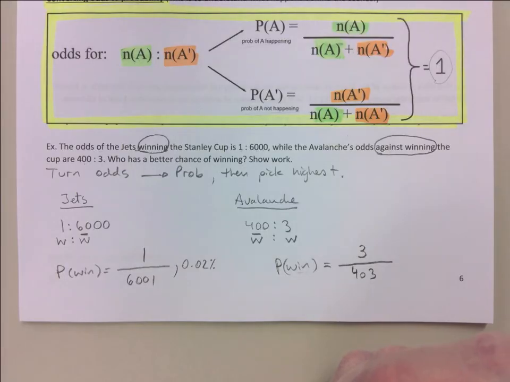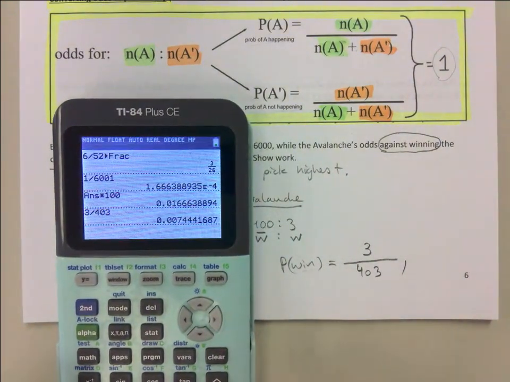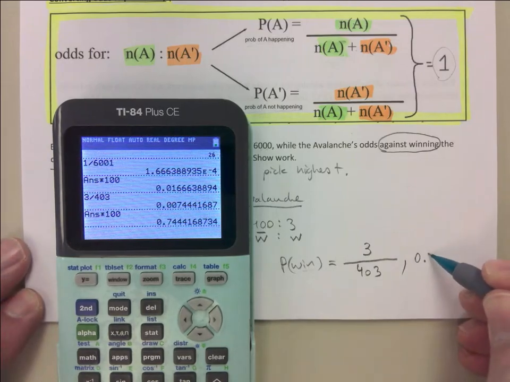We're not surprised, are we? We're not terribly surprised. Anyways, every year is different. So this. Then we do the 3 over 403. Let's multiply that by 100 as well, because we're comparing percentages.